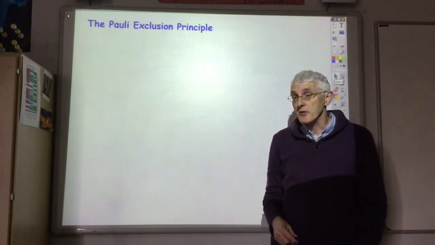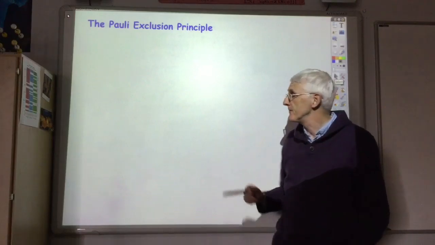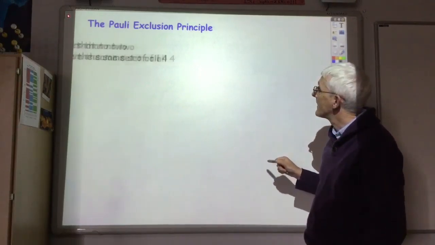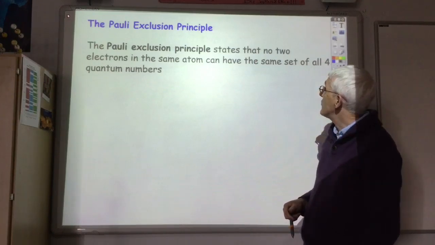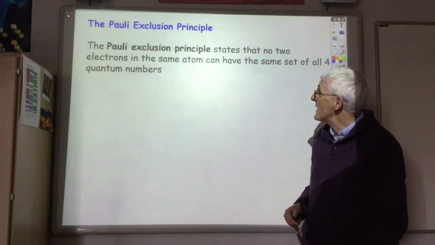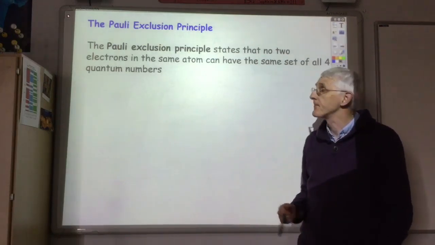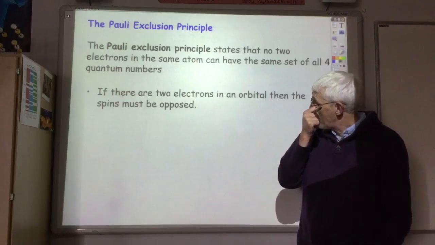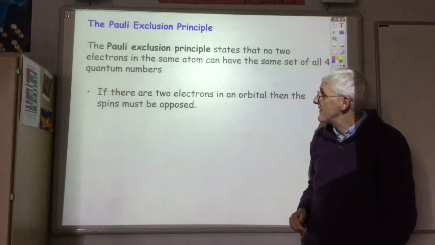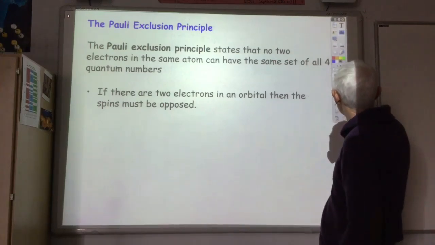So now we know what quantum numbers are, let's revisit the Pauli exclusion principle. The Pauli exclusion principle states that no two electrons in the same atom can have the same set of all four quantum numbers. And the consequence of that is, if there are two electrons in an orbital, then the spins must be opposed.